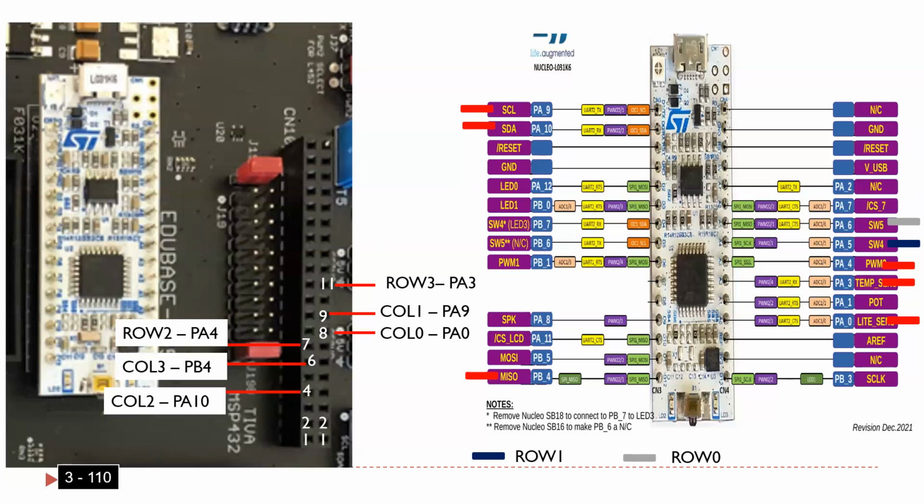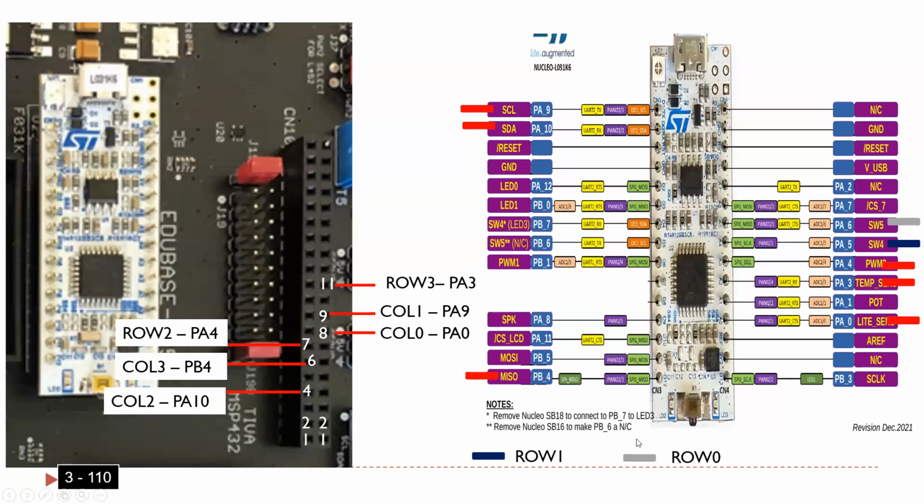How can you do it? As you see right now, guys, we are going to use PA4. This is actually row 2 of this one is connected here. So row 2 is connected here. Column 3 is connected here. Okay. Column 2 is connected here. Row 3 is connected here. Column 1 is connected here. Column 0 is connected here.